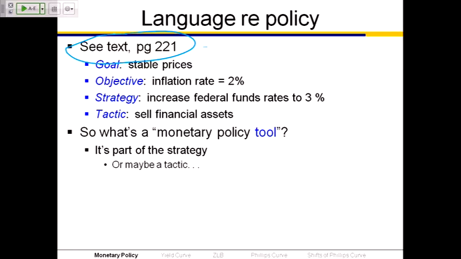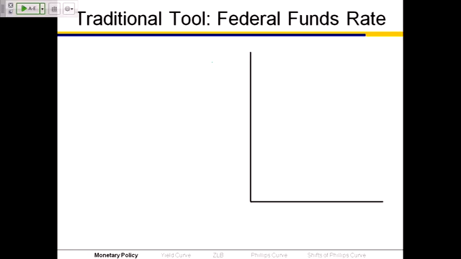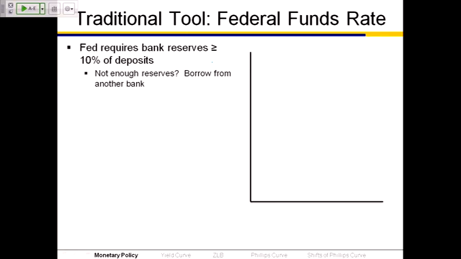So this just links back to what's in the textbook. If you don't have time to write all this down, just write down that first line, page 221 in the textbook. All right, so what's the traditional tool? The traditional tool of monetary policy is changes in the federal funds rate. The federal funds rate is related to the fact that banks, as I mentioned on Monday, are required to hold reserves at least equal to 10% of their total deposits.